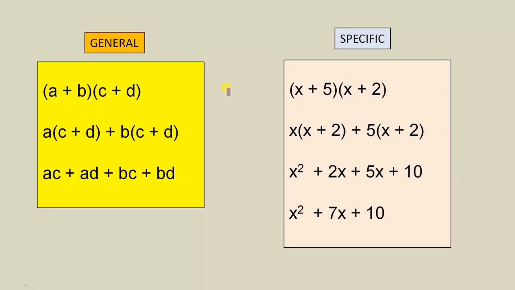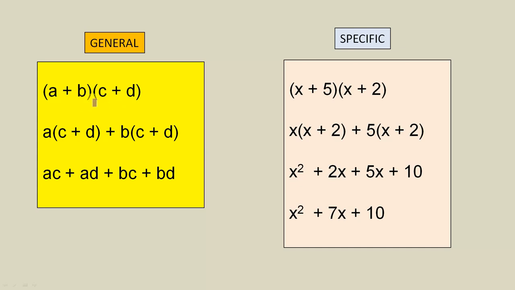So here we have some examples of binomial products. This is a general example. That is, these letters or pronumerals can stand for any term whatsoever. So if we have a plus b multiplied by c plus d, we have a binomial here because that means two terms. And we have a binomial here because they're two terms. And they're multiplied together. And that's why we say binomial products.